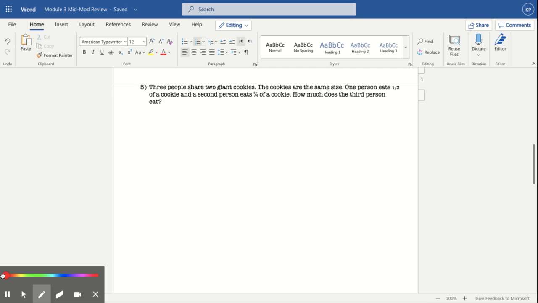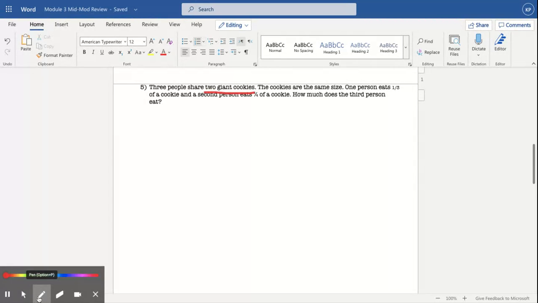Hey guys, so here's the next one I want to go over. In this problem, we're dealing with a similar situation where we're taking away from a whole and finding what's left, but this time there are two wholes. How do I know that? Because the word problem says that there are two giant cookies that these people are sharing. The cookies are the same size, so I know that they are two wholes. Whatever denominator we pick, there will be the same number of pieces in both.